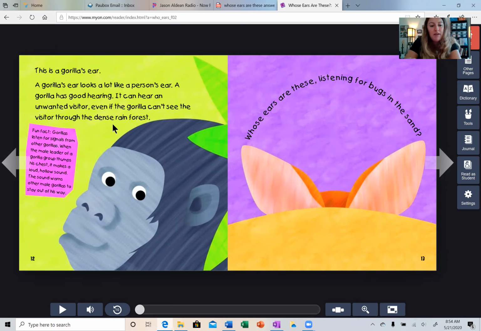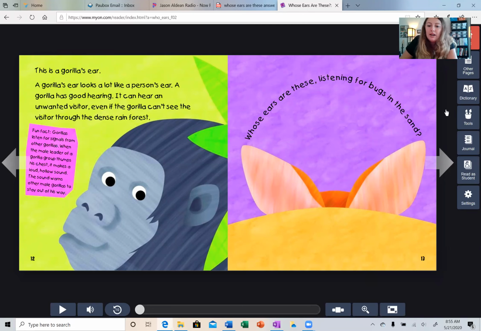Okay, let's see what our fun fact is about gorillas. So fun fact, gorillas listen for signals from other gorillas. When the male leader of a gorilla group thumps his chest, so like that, it makes a loud sound. The sound warns other male gorillas to stay out of his way. Oh my goodness, I would not want to see a gorilla do that. I'd be a little scared.